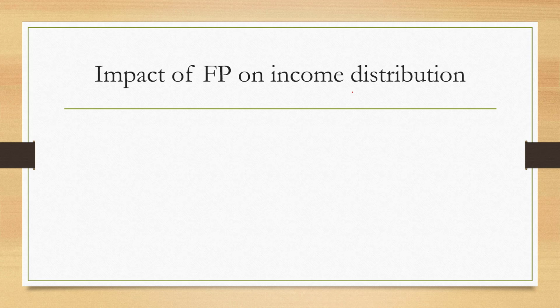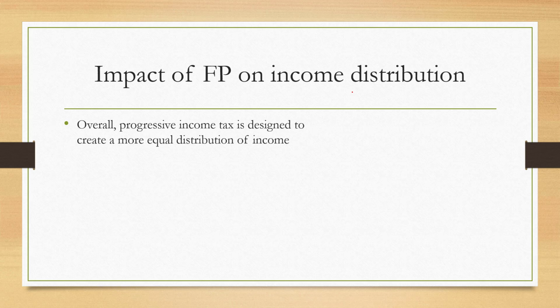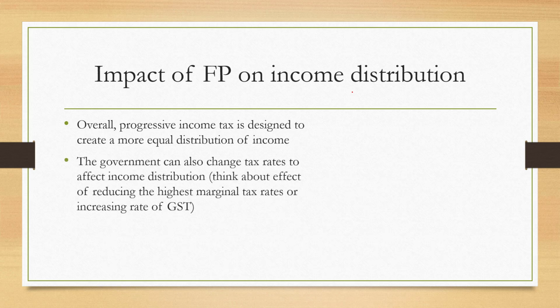So the final point here is, how does fiscal policy affect income distribution? In an overall sense, Australia uses a progressive tax system, which is basically the more you earn, the greater proportion of your income you pay in tax. And that's designed to create a more equal distribution of income. The government can also change the rates of tax to affect income distribution. For example, if the government reduces the highest marginal rate of tax, that will give higher income earners more money, and that will worsen income inequality.